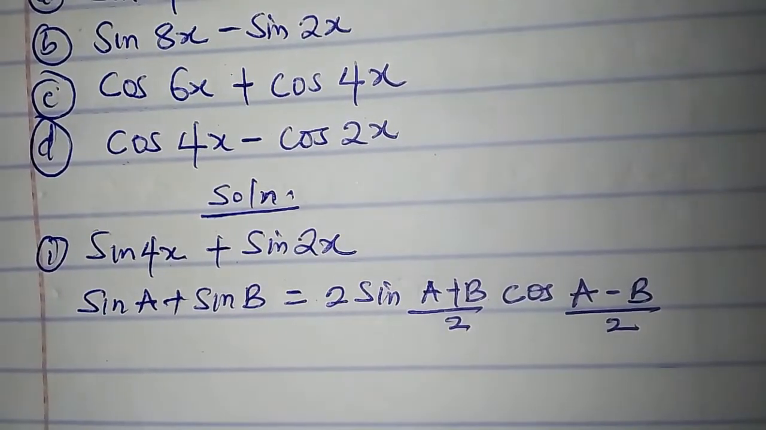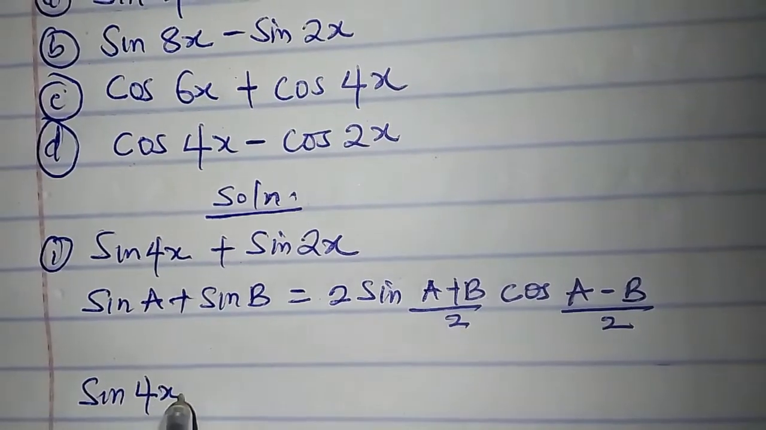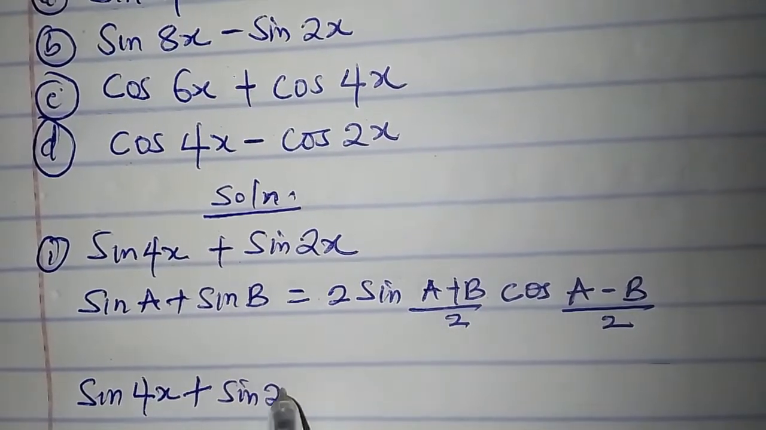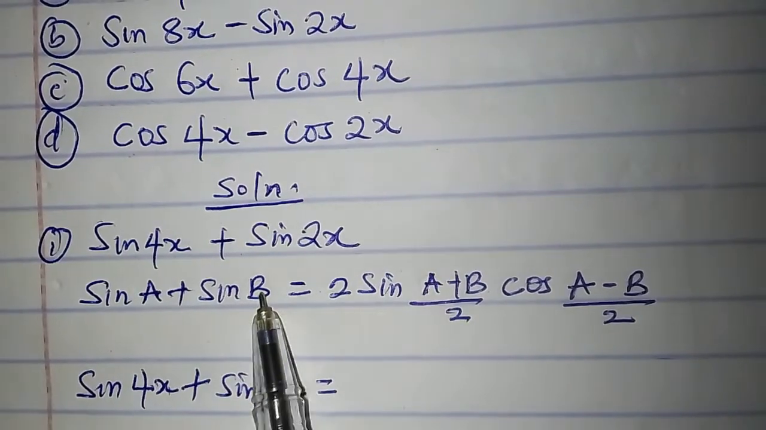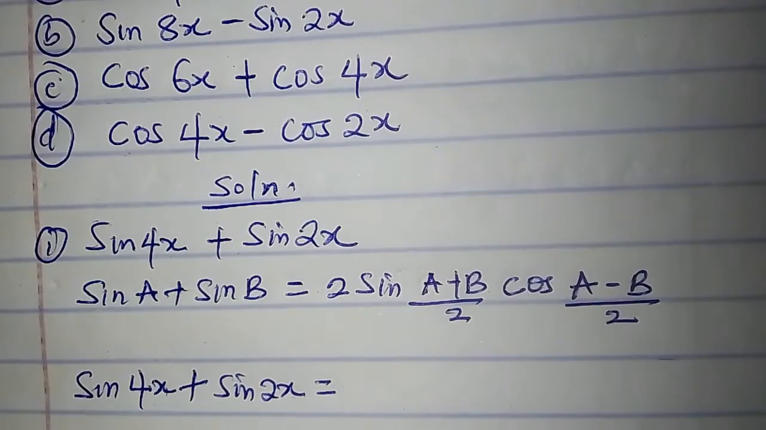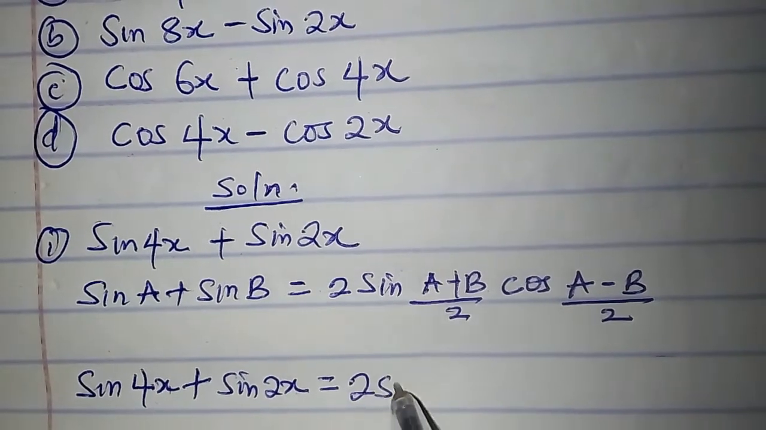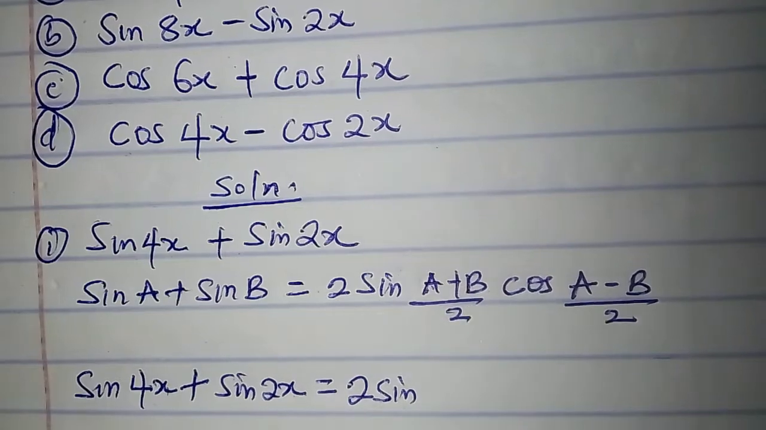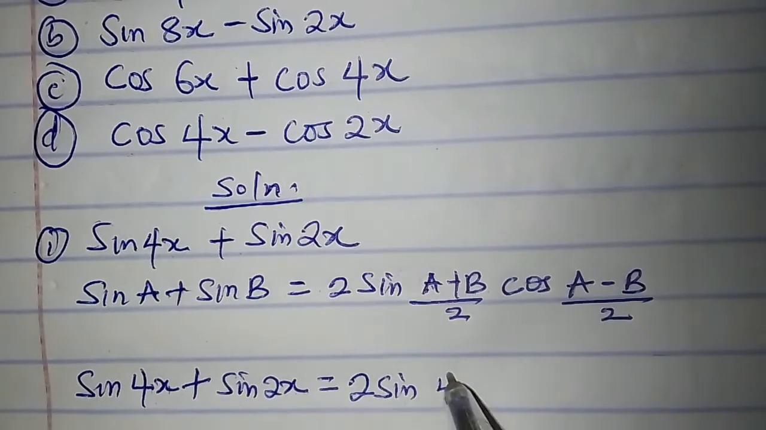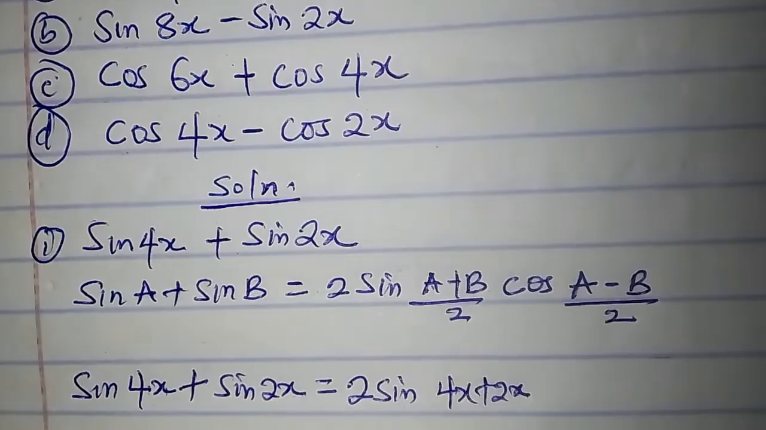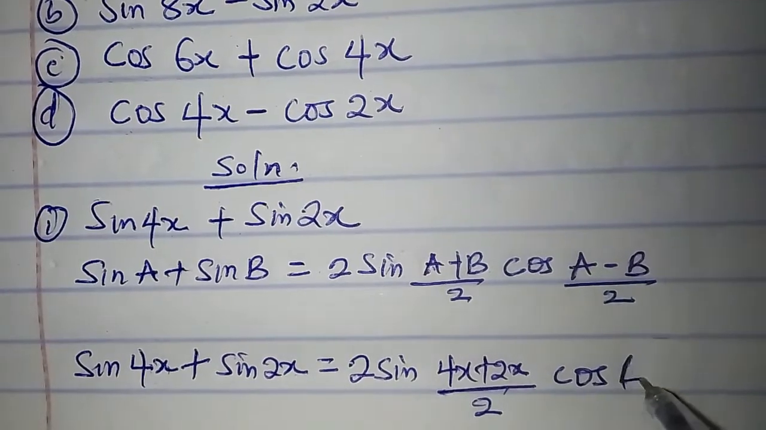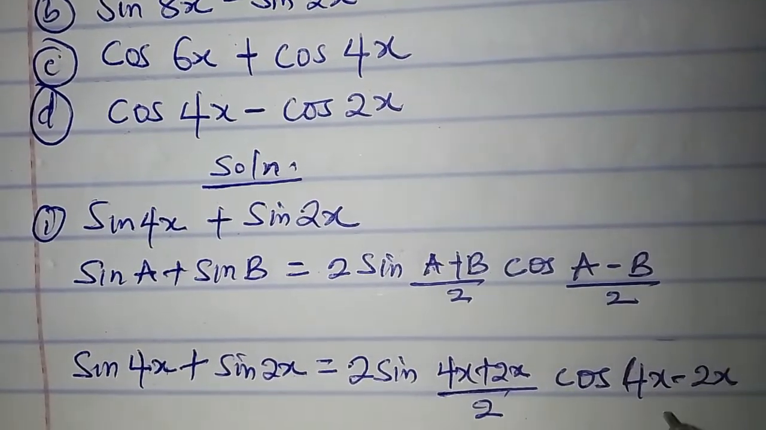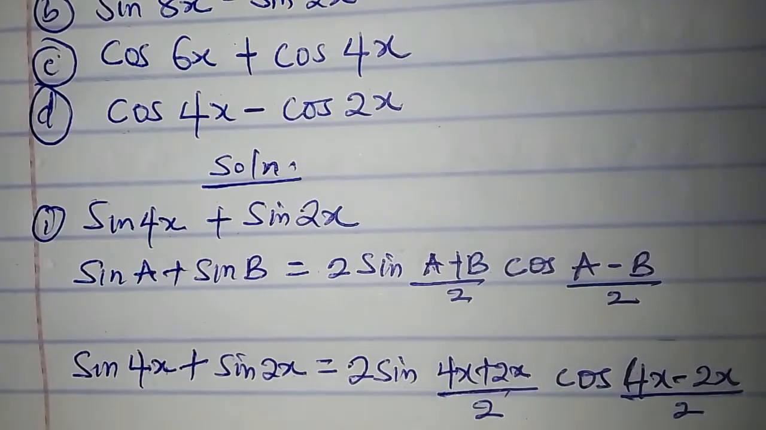So sin 4x plus sin 2x is this. A is 4x and B is 2x. So we'll have this. 2 sin (A plus B), that is 4x plus 2x all over 2, cos (A minus B), 4x minus 2x all over 2. Alright?